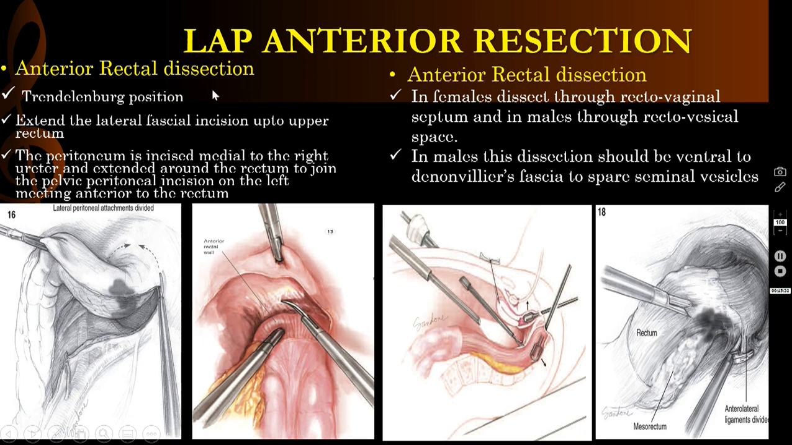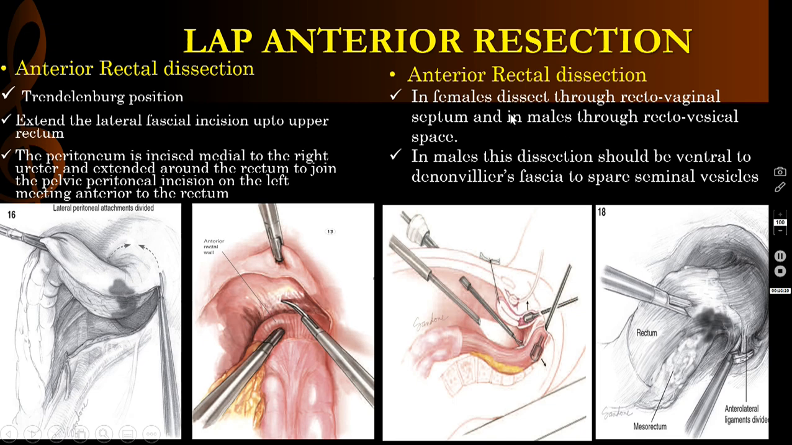Now you have to do the anterior rectal dissection. Put the patient in Trendelenburg position and you have to extend the lateral fascial incision up to the upper rectum. So this is what you are seeing here. So you have to extend this lateral incision anterior to the rectum. So the peritoneum is incised medial to the right ureter here on the right side. And then this should also extend around the rectum to join the pelvic peritoneal incision on the left, meeting anterior to the rectum. So both the sides you have to make the incision here, both will meet anteriorly here.